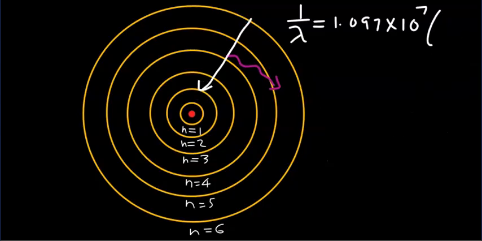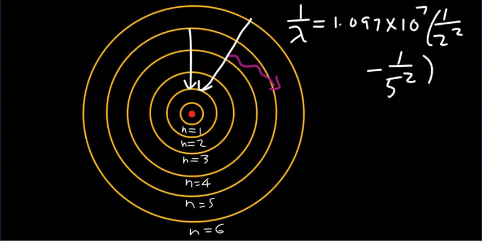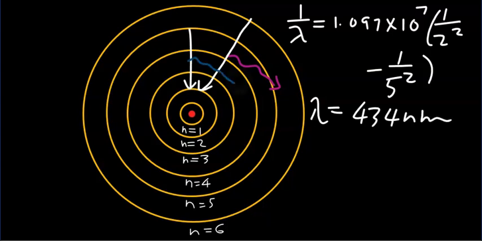If the transition of the electron occurs from n equals 5 to n equals 2, like that, the wavelength of the emitted radiation can be calculated using the following result. So 1 over 2 squared minus 1 over 5 squared. That will give you a wavelength of about 434 nanometers. Namely, the radiation emitted for that transition would have a wavelength of that number.